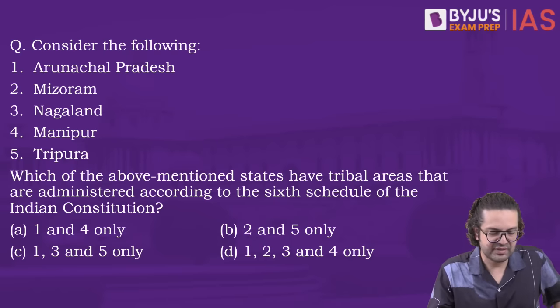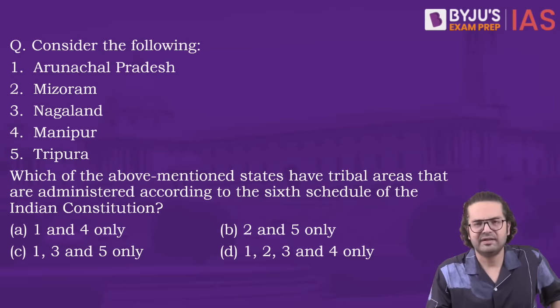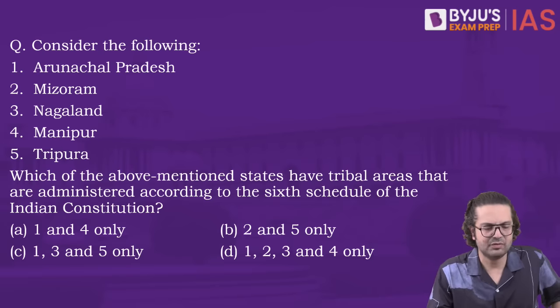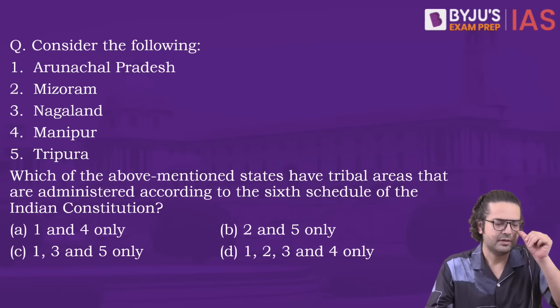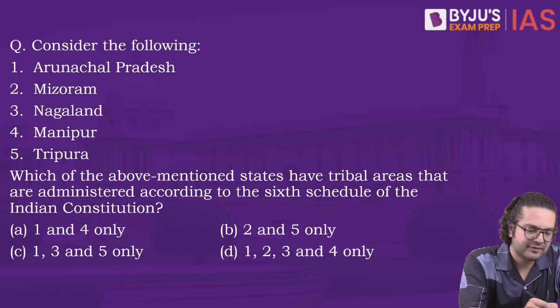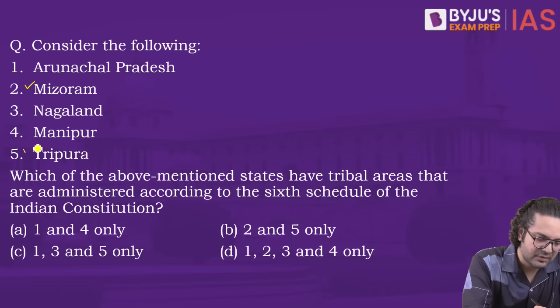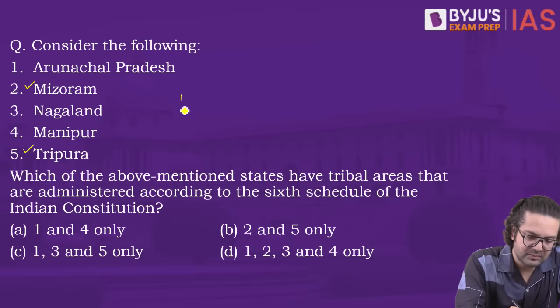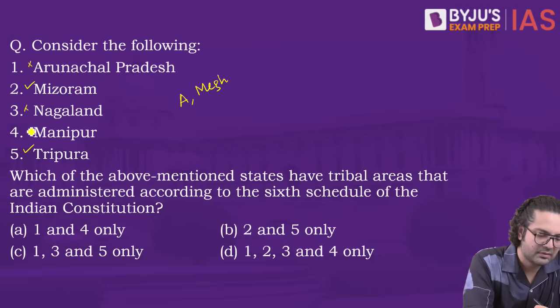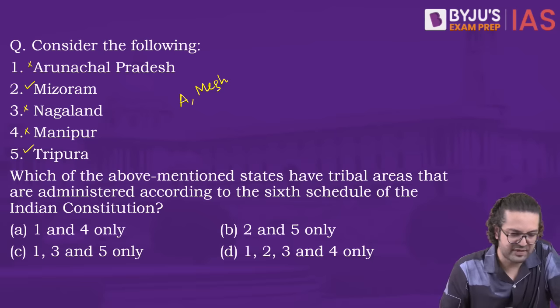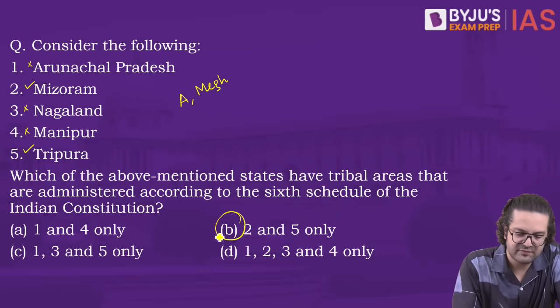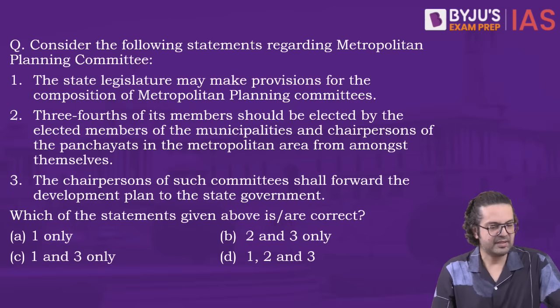Next. Consider the following: Arunachal, Mizoram, Nagaland, Manipur and Tripura. Which of the above mentioned states have tribal areas that are administered according to the 6th Schedule? So basically states which have 6th Schedule areas or tribal areas. Of course, we know 4 states: Mizoram, Tripura, Assam is not mentioned, Meghalaya is not mentioned. So others are not there. So 2 and 5, which are the states? 2 and 5, B.